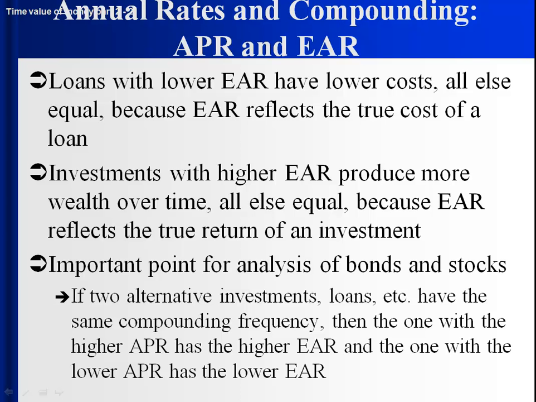And just a quick sidestep for when we get into bonds and stocks: if two items that you're comparing have the same compounding frequency, then the one with the higher APR will also have the higher EAR, and the lower APR has a lower EAR. So if we're comparing two assets or two investments that have quarterly compounding or semi-annual, we can make an assessment as to which one has the higher or lower EAR simply by focusing on the APR. Now, if there are different compounding frequencies, then you can't just look at the APR, but you can save yourself some work because whichever one has the higher APR is going to have the higher EAR if they have the same compounding frequency.